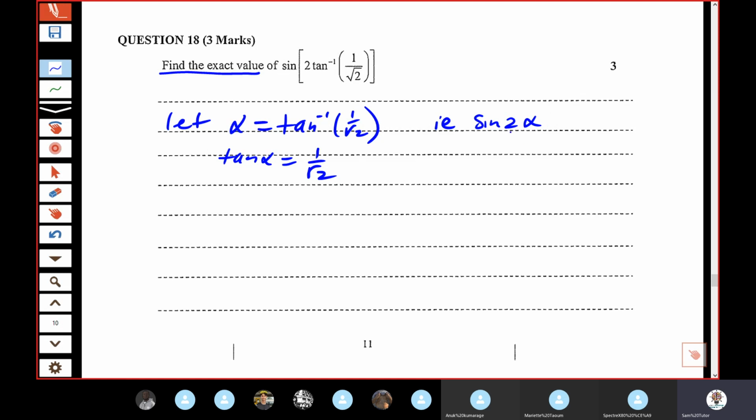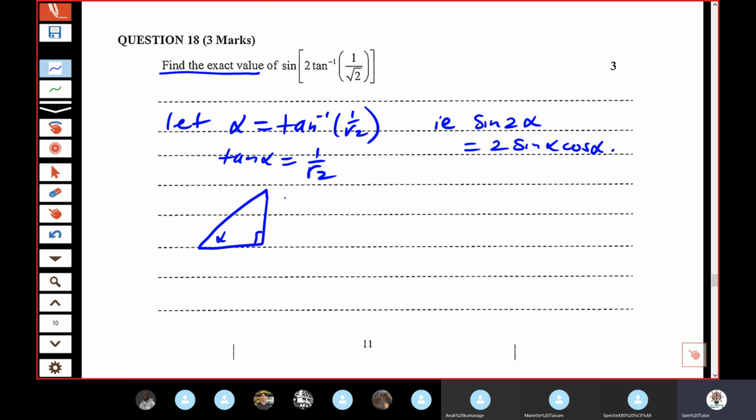Doesn't that sound familiar? Sine 2 alpha, sine 2 theta, what's that equal to? 2 sine alpha cos alpha. Well, then you remember from tan alpha, you can get your triangle, and then from there you should be able to get sine and cos, and then you've got 3 marks.